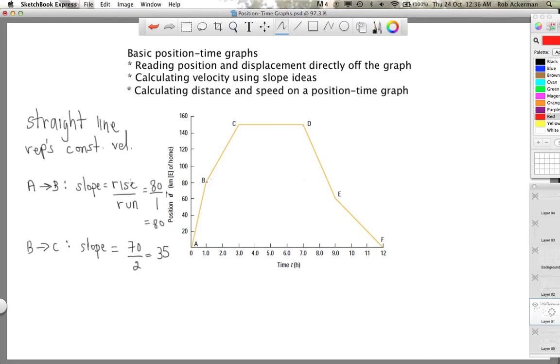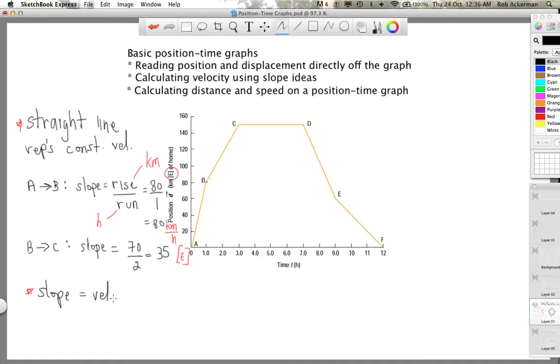These are velocities. They are rises, which are measured in kilometers, divided by runs, which are measured in hours, and therefore their units, which are hard to squeeze in here, but I'll do my best, kilometers per hour. Same with this. And they are also in a certain direction, which would be east. Can't see that very well, so let me just move that over. Kilometers per hour to the east. So not only does a straight line represent constant velocity, but the slope tells you what that velocity is.